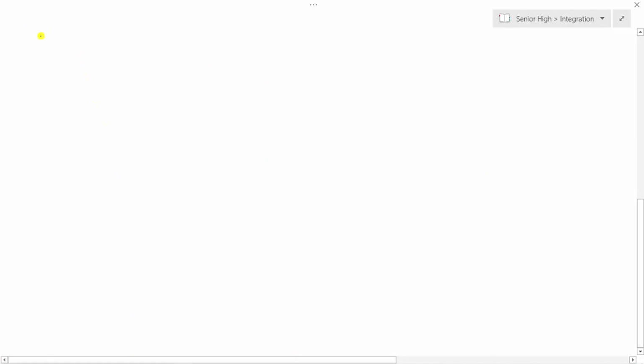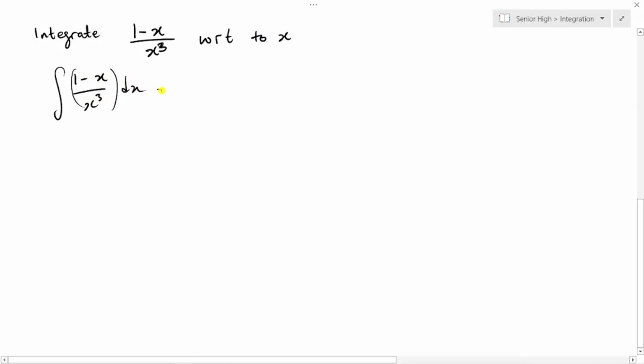We actually integrate 1 minus x over x squared. Or let's just use that x cubed. So let's say x cubed. So let's integrate this with respect to x. Now integrating this, we have this again. Let's bring it out: 1 minus x over x cubed. Now this is the fun part of integrating this, with respect to x.